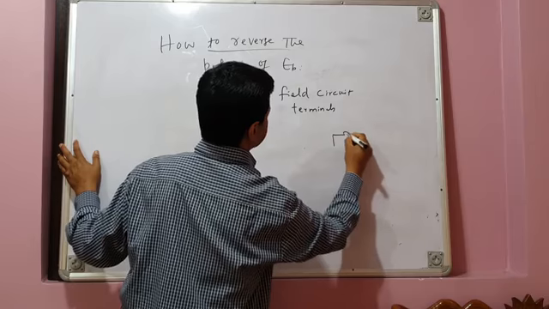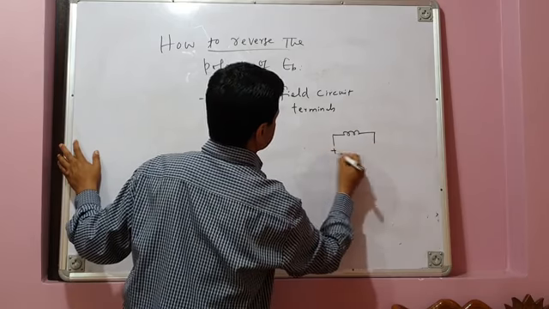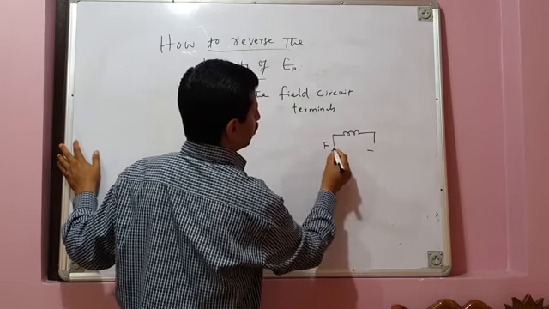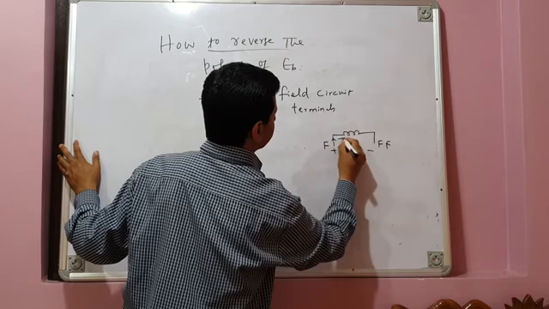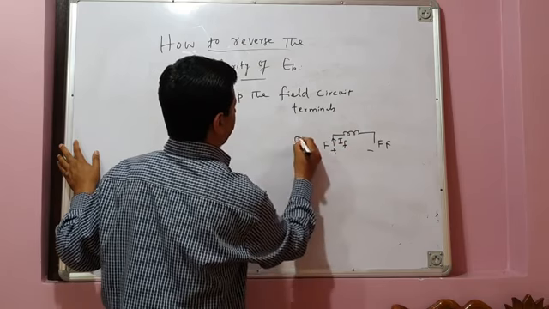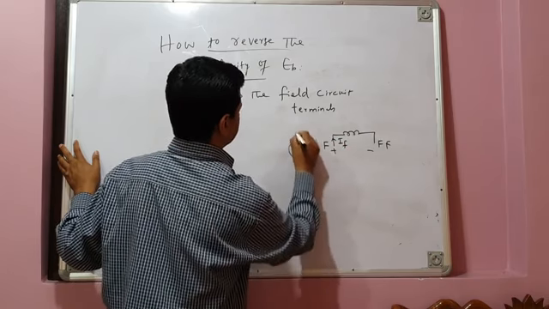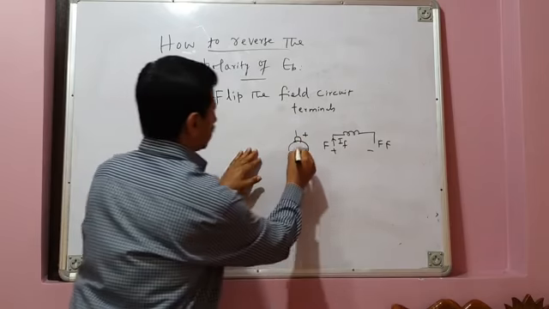This is your field circuit. F was previously connected to the positive terminal, FF to the negative terminal, and field current was flowing in this direction, and the back EMF of the motor was positive. So this was the back EMF of the motor.